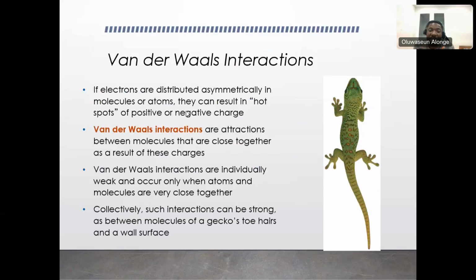All right. Now, van der Waals interactions. Van der Waals interactions are usually, if electrons are distributed asymmetrically in molecules or atoms, they can result in hotspots of positive and negative charge. I will explain that. Now, weak van der Waals attractions happen between molecules that are closely related together. They are force of attraction. They are interactions. So what you see is the gecko toe hairs and the wall surface. That is just a force of attraction. It's different from the bond. It's just a force of attraction, just closer to what you see in hydrogen.